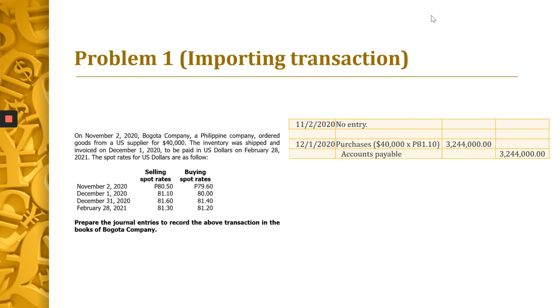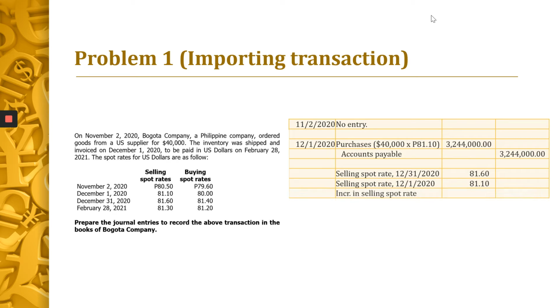Now, observe what happened to the selling spot rate between December 1 and December 31. Ano nangyari? Nagbago. Okay? Dahil nagbago, we must account for the exchange differences by comparing the selling spot rate December 31, 81.60 versus selling spot rate December 1, 2020, 81.10 pesos. So, ano nangyari sa selling spot rate between these two dates? Nag-increase ba o nag-decrease? Answer, nag-increase. By how much? 50 cents.